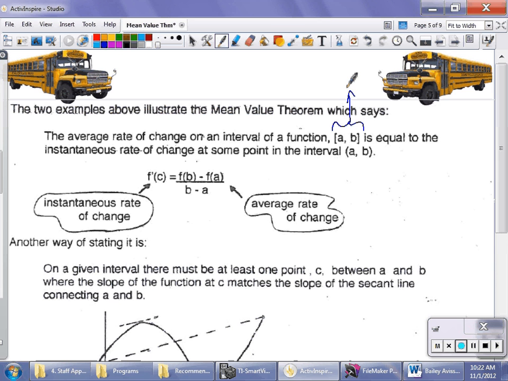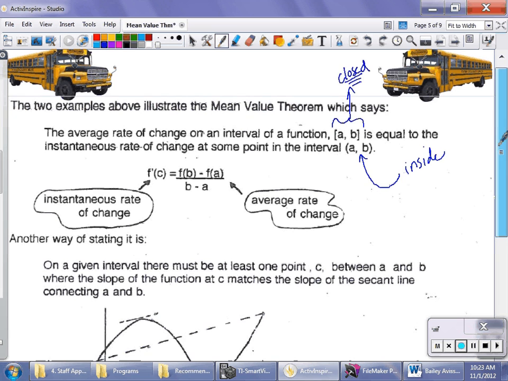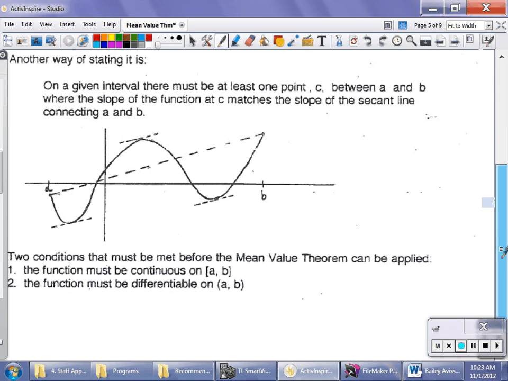I have the conditions written below because remember, with our theorems the conditions are important. I have a closed interval. The average rate of change on an interval of a function is equal to the instant rate of change at some point on the open interval. So here we have closed, and this says somewhere on the inside of the interval there is a time at which your instant rate was equal to your average rate. All right, let's go ahead and jump to the conditions before I debrief that even further.